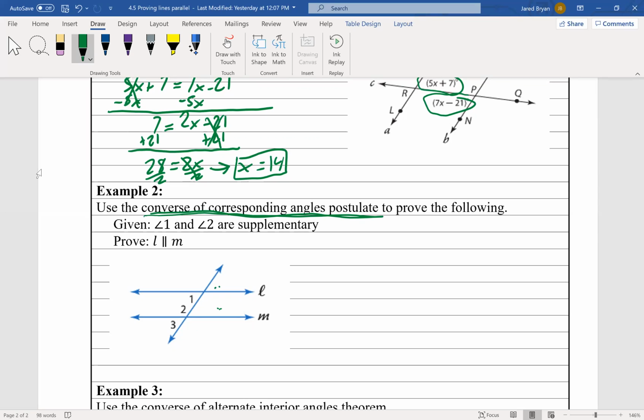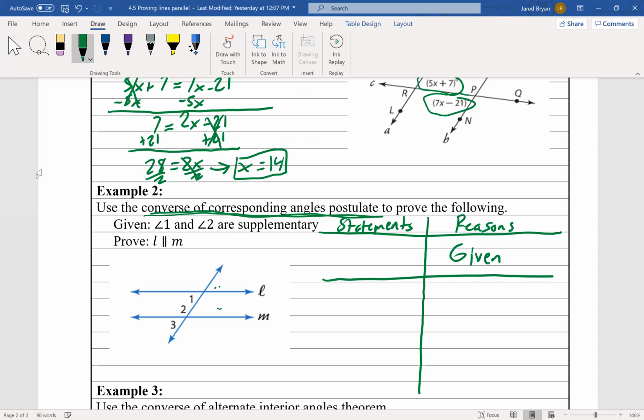So first step here, if I'm working through a proof, we know we want to set up our columns. So statements and reasons. Statements and reasons here. And no matter how complicated the proofs get, we always know the first step. The first reason is always given. Okay, and then the first statement here is angle 1 and angle 2 are supplementary. Just copying down whatever I'm given.